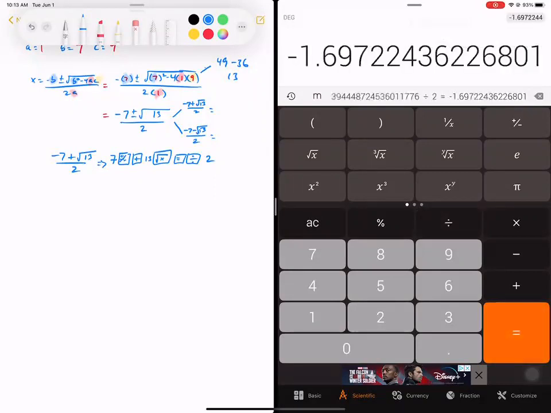We end up with our answer, negative 1.697. We're going to round up. Negative 1.70, rounding up. The 7 bumps up the 9 to a 10, and that bumps up the 6 to a 7.